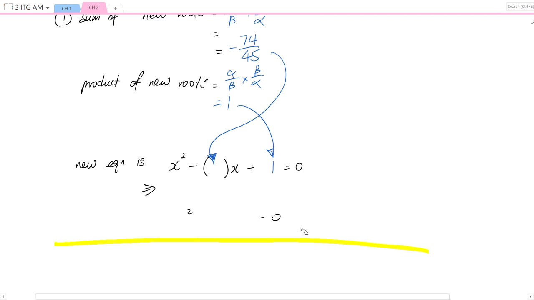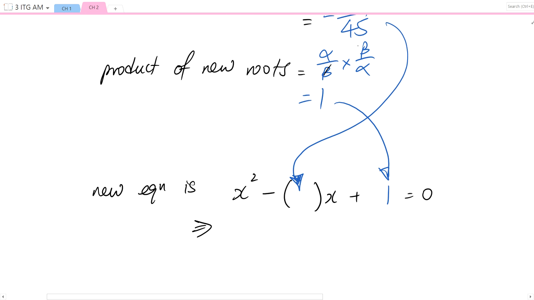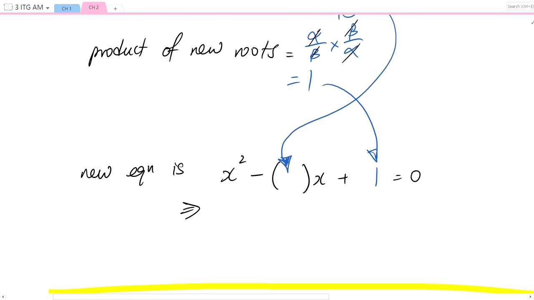Okay, so the final answer will be: alpha over beta times beta over alpha, you cancel, you get 1. Right? So over here we have our answer to be x squared plus 74 over 45 x plus 1 equals 0. Okay? And everything else is just a variation. So this is the approach to solving this question.